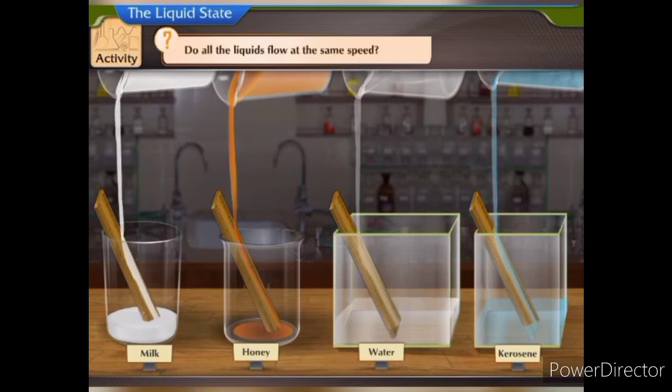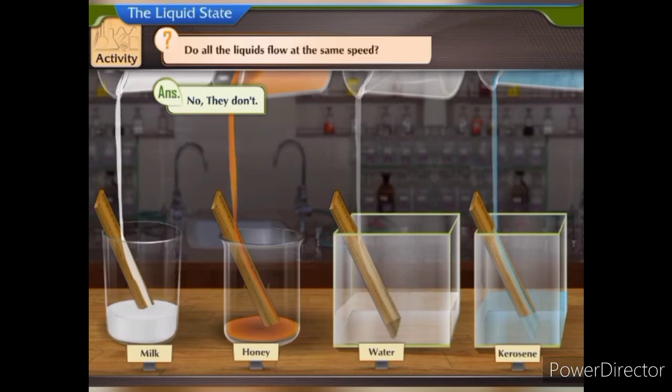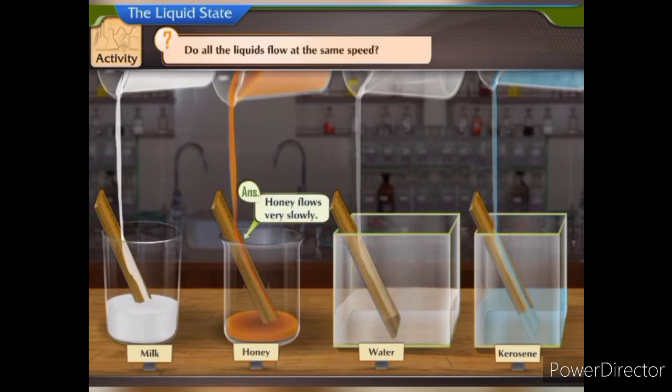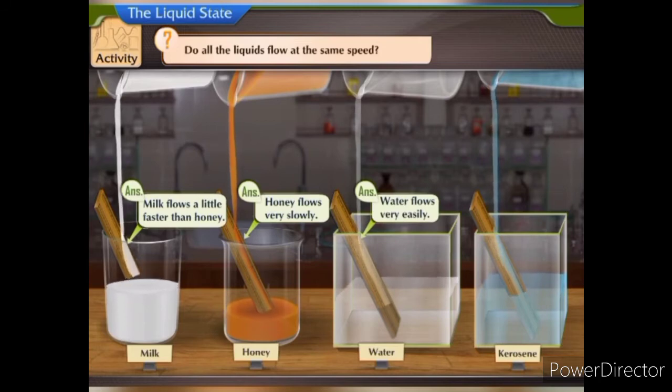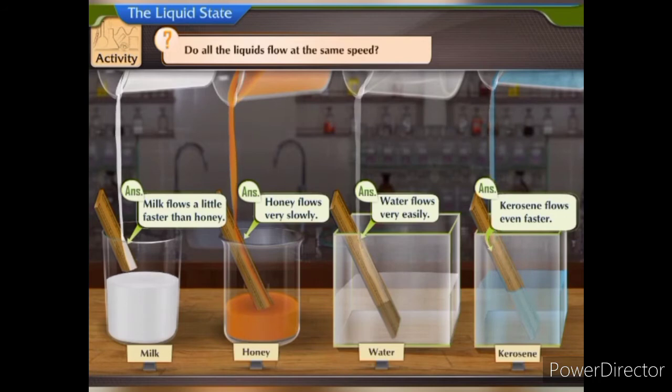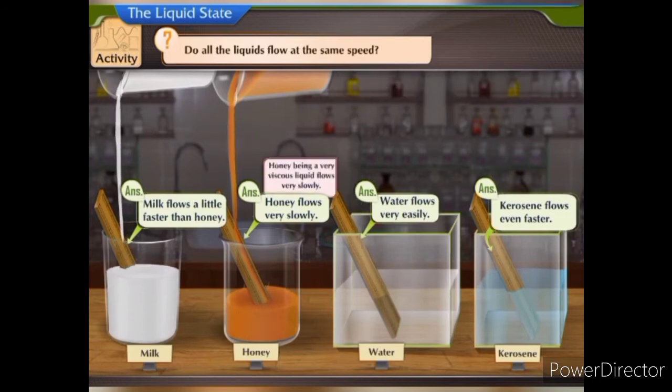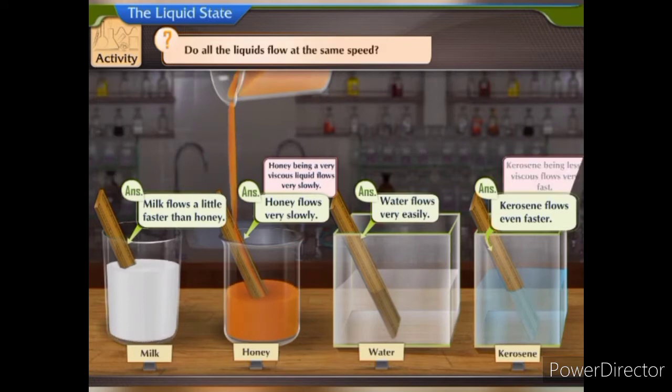Do all the liquids flow at the same speed? No, they don't. Honey flows very slowly. Milk flows a little faster than honey. Water flows very easily. Kerosene flows even faster. Honey, being a very viscous liquid, flows very slowly, and kerosene, being less viscous, flows very fast.